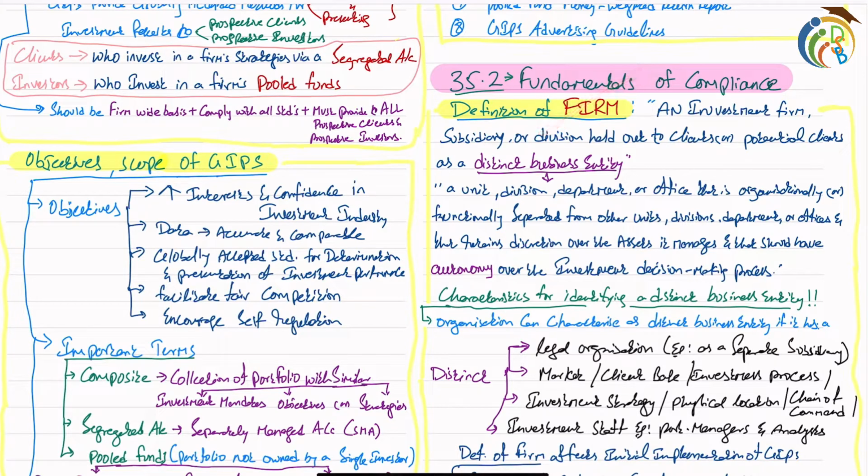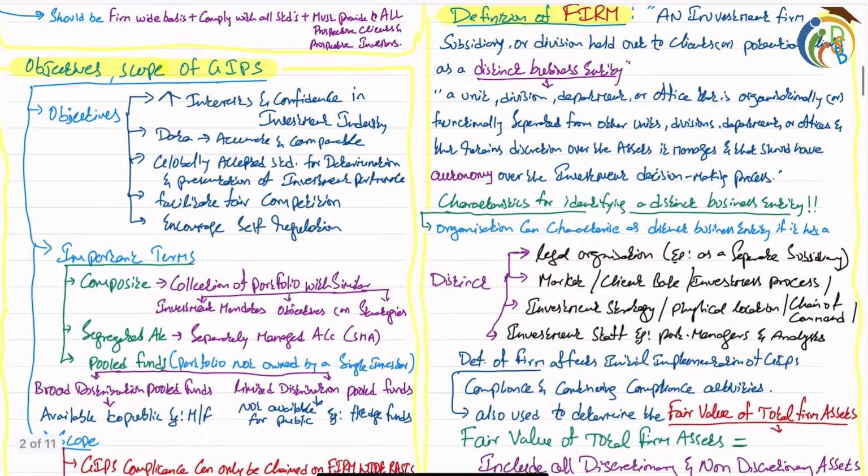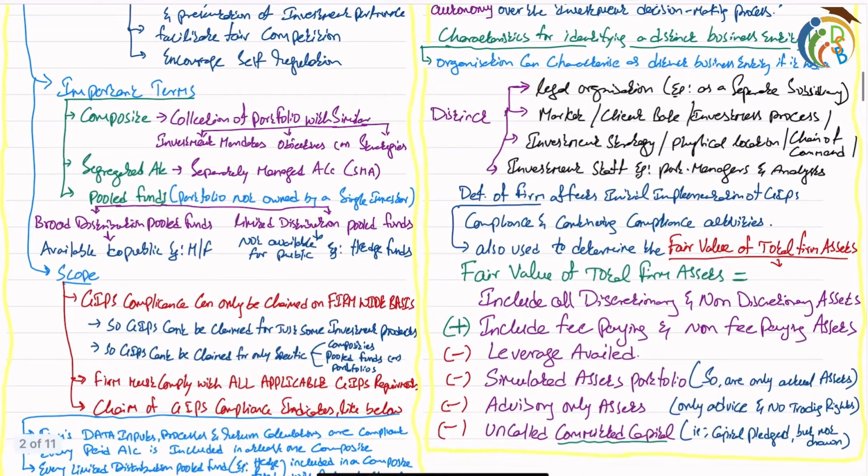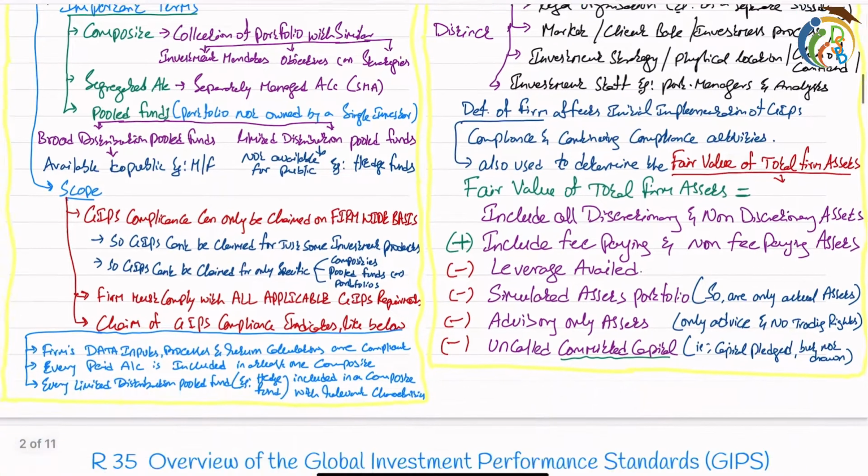For example, if you have 2-3 branches, or if you have 2-3 companies, subsidiaries, associates, should all the companies follow the GIPS compliance, or can any one company follow and claim the GIPS compliance? So those are the things we'll be seeing. Distinct business entities, and when exactly you can call two branches independent of each other.